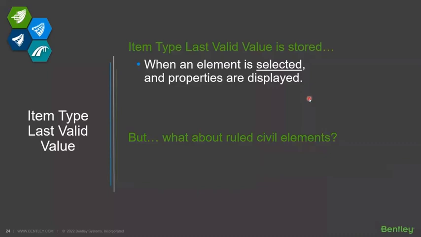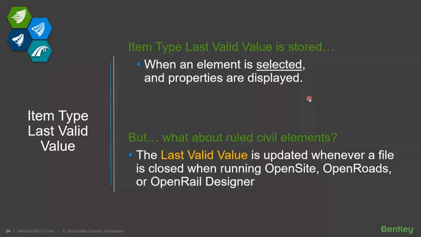But what if you're not running in there? What if you moved that centerline geometry, that sidewalk moved, and you exited out of your file, and then somebody opened it up in MicroStation and wanted to look at those values? They would be out of date if we didn't do anything else. So what we do in OpenSite, OpenRoads, OpenRail is we automatically update every last known value when you exit the software. So when you close a file, we run through every element in that file and we update those.